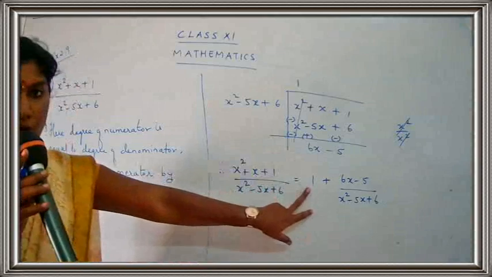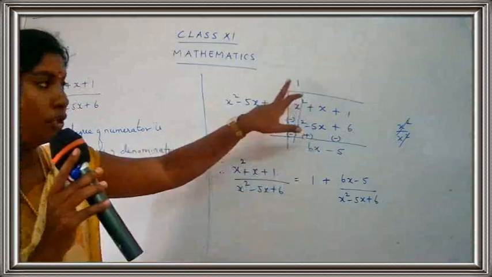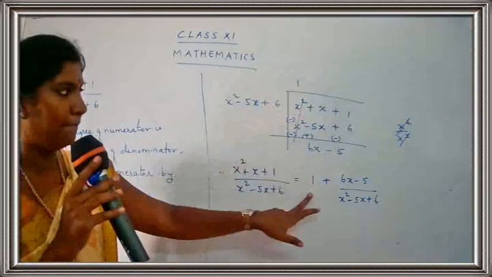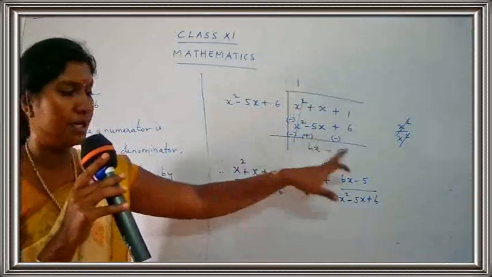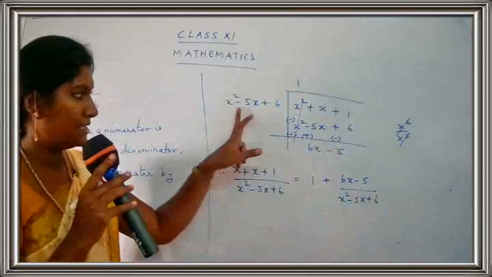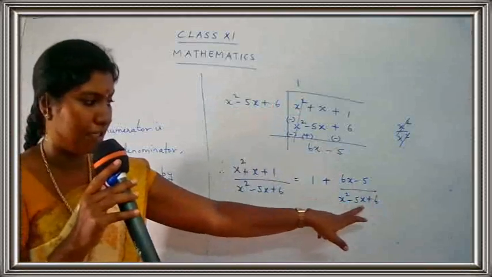First of all, you are going to write down the quotient. What is the quotient here? The quotient is 1. Quotient is the answer that we are getting over here. It's 1, plus the remainder, that is whatever is left out, 6x minus 5 upon the divisor, that is x square minus 5x plus 6.